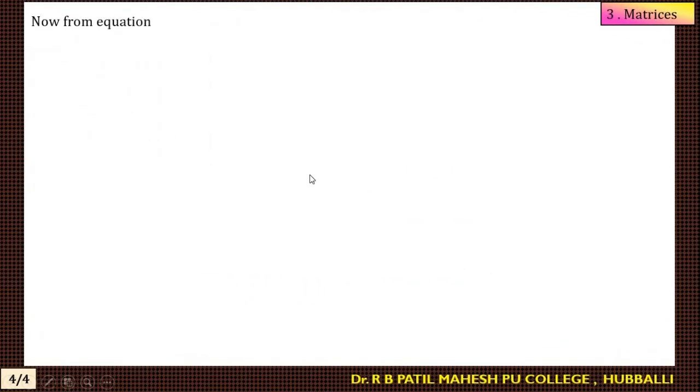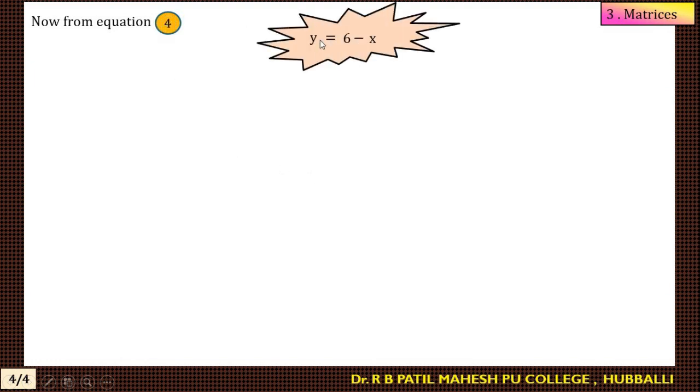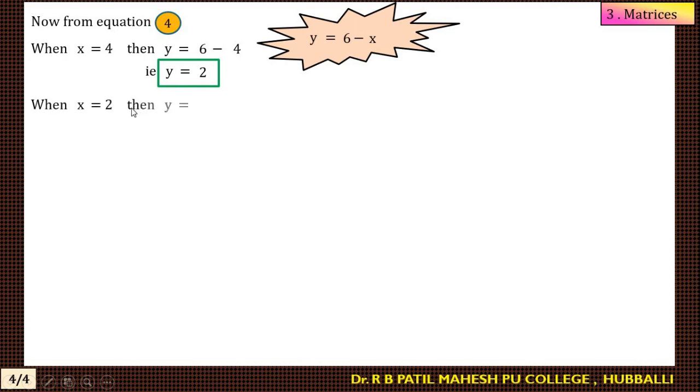Now from equation 4, y is equal to 6 minus x. When x equal to 4, then y is equal to 6 minus 4, you put x equal to 4 in this equation. So y value is 2. When x equal to 2, then y is equal to 6 minus 2. In this equation, you put x equal to 2. You will get 6 minus 2, that is y equal to 4.